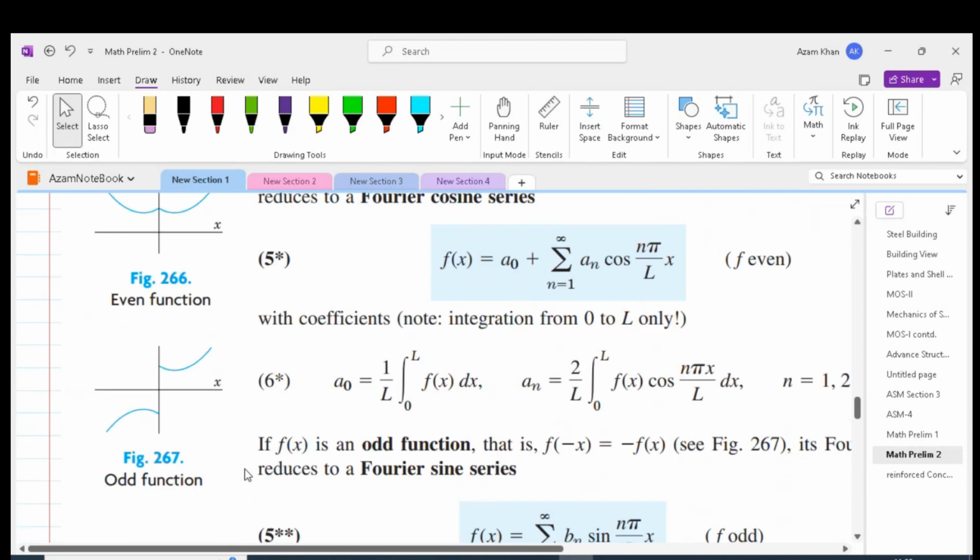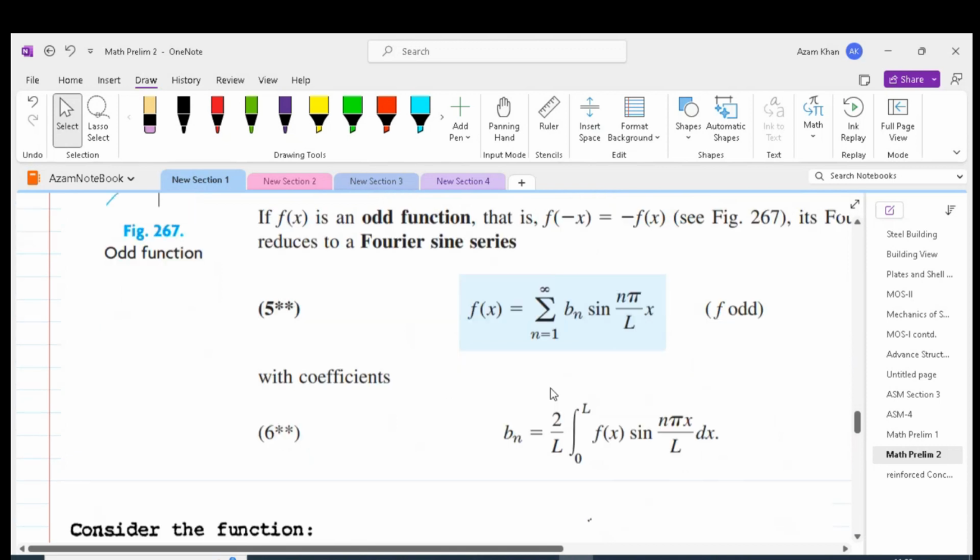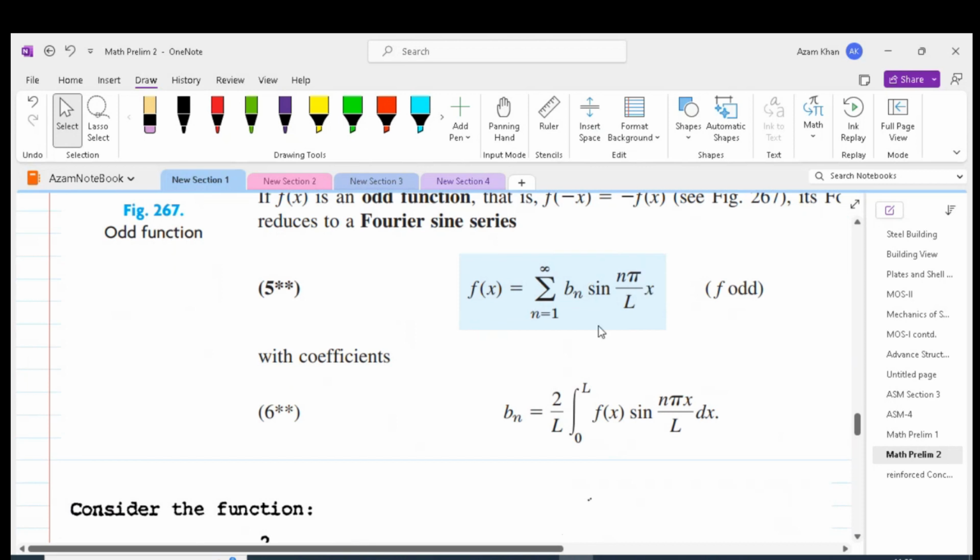Similarly, if we have an odd function where f of minus x is equal to minus f of x, as we can see over here. So if we put f of minus x, we get minus f of x. Then we can simply write our function f of x equal to the summation of bn sine n pi x over L, where n is from 1 till infinity. So in the case of an odd function, we have only the sine term, and bn can be found equal to 2 by L integral 0 to L f of x sine n pi x over L dx.